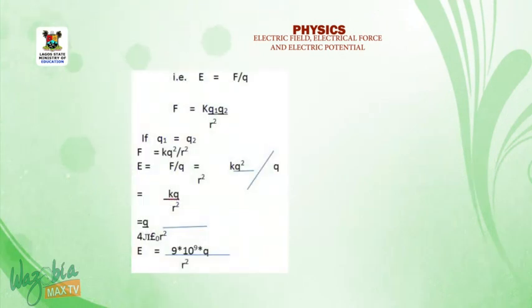That is, E is equal to F over Q. Also, recall that F is equal to K Q1 Q2 all over r squared. And then if Q1 is equal to Q2, F will be equal to K Q squared over r squared. Hence, E, which is F divided by Q, will be equal to K Q squared over r squared divided by Q. And therefore, E will be K Q over r squared. This is the same thing as saying Q over 4 pi epsilon naught r squared, which is the same as 9 times 10 raised to power 9 Q over r squared.